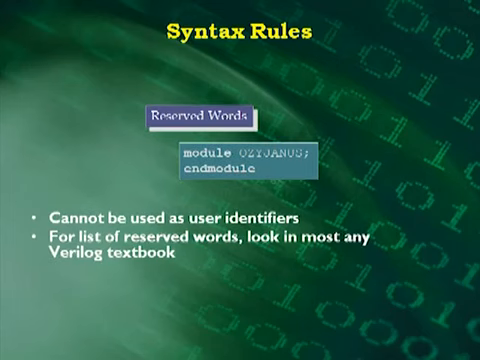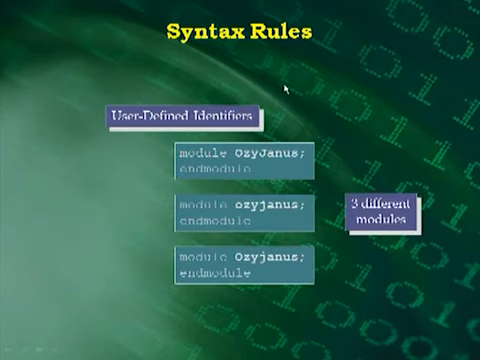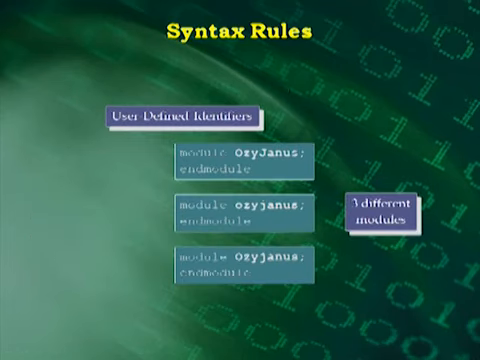Reserved words. You can't use reserved words as identifiers, okay? And in this case, module and end module. And Aussie Janus is our identifier here. Okay, so you wouldn't want to say module, module. The other thing, too, is it's case sensitive, remember.